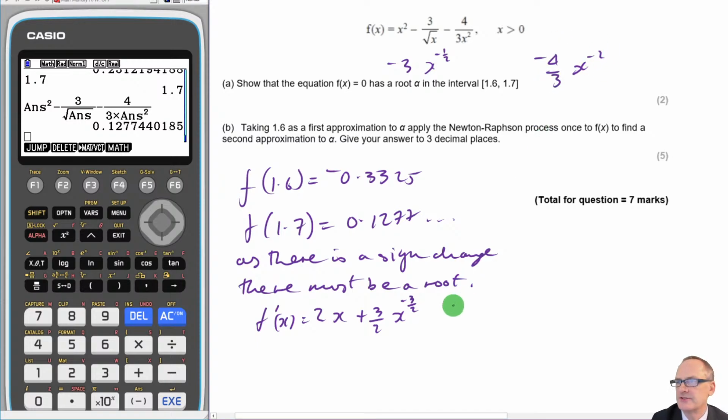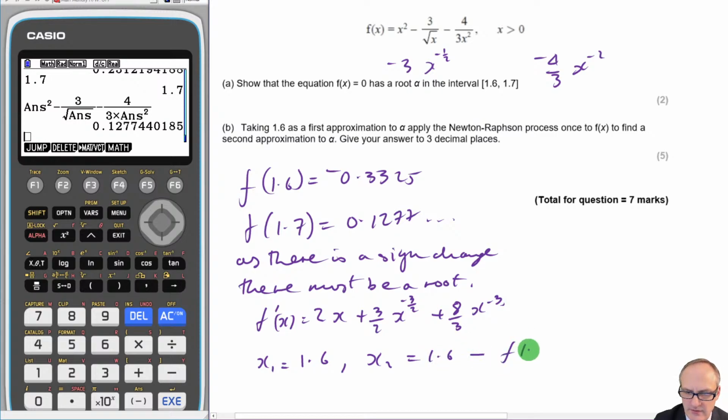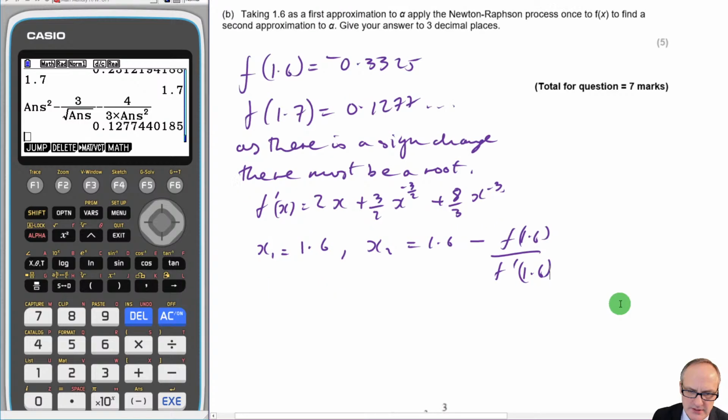So times by the minus 2, and we're going to get a plus 8 over 3 x to the minus 3 when we do f dashed of x. So remembering, we know that x1 is equal to 1.6. Therefore x2 will equal 1.6 minus f of 1.6 over f dashed of 1.6. And I'll put in the intermediate values for you.